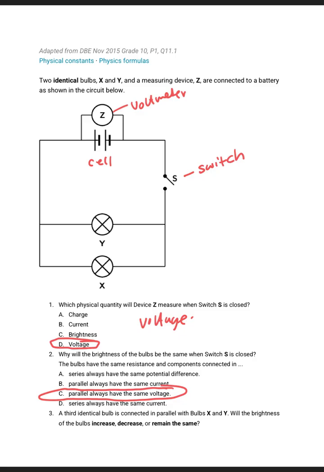And then the third question says, a third identical bulb is connected in parallel with bulbs X and Y. Will the brightness of the bulbs increase, decrease, or remain the same? So we connect another bulb here, which we'll call bulb W.